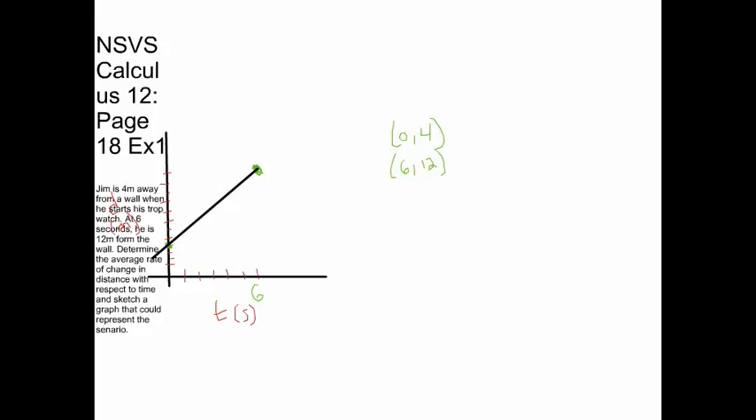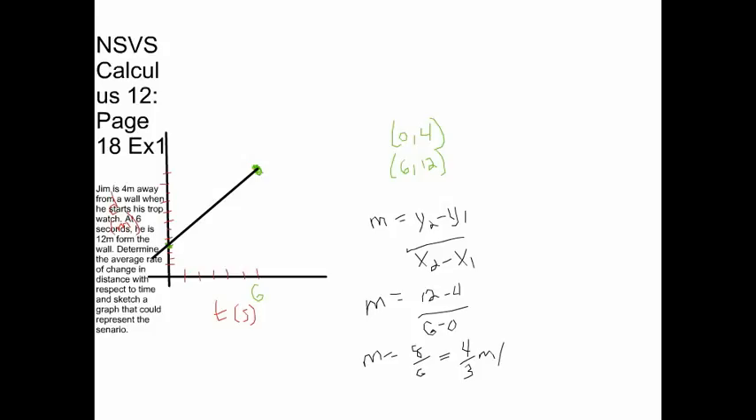So the slope of a line can be found just using the simple slope equation. The slope is equal to y2 minus y1 over x2 minus x1. So in this case, we would have 12 minus 4 all over 6 minus 0. So that's 8/6, or 4/3 of a meter per second. So the average rate of change over that time frame is 4/3 of a meter per second.